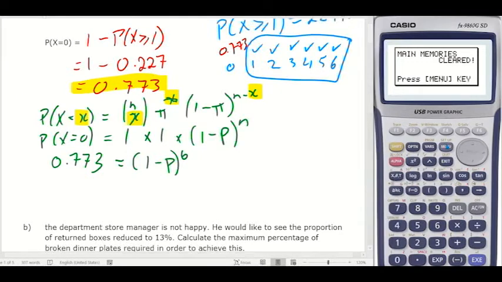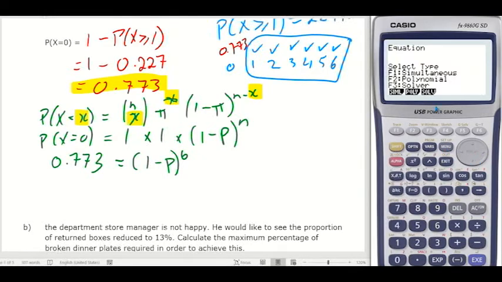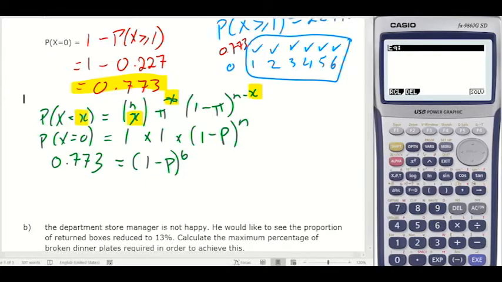Now I'm going to jump to my calculator, come down to the equation mode, and I want to use F3, which is solver. And now I'm going to type in that equation that I have just written down. The only thing I need to remember is that the calculator doesn't have a p. I'm going to use x because the calculator has this x variable that it uses instead. Just a generic one.